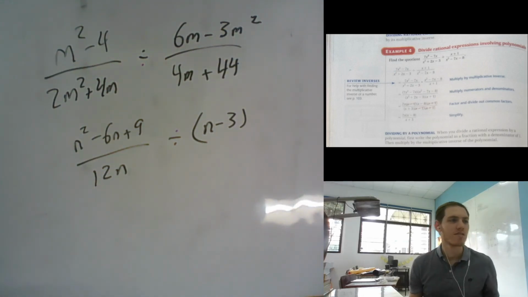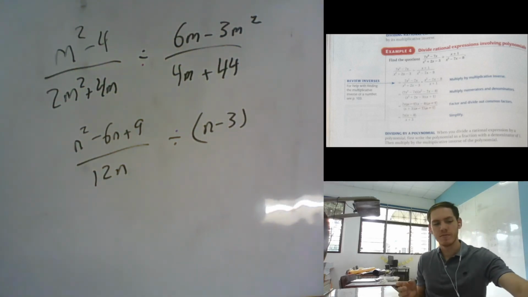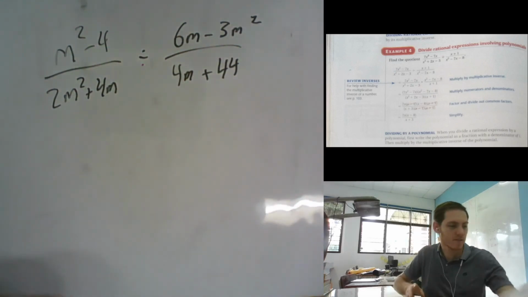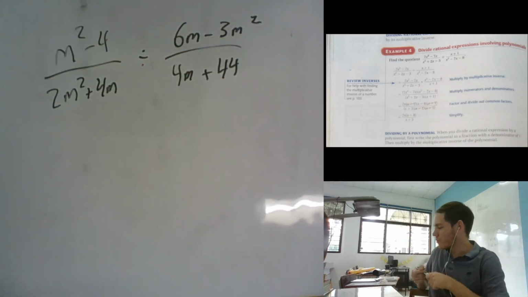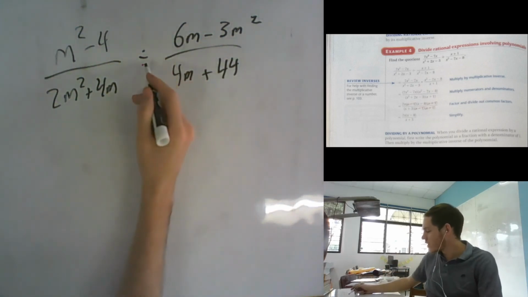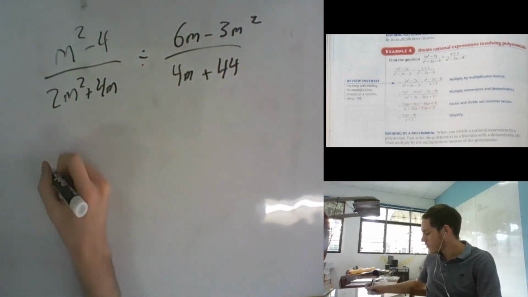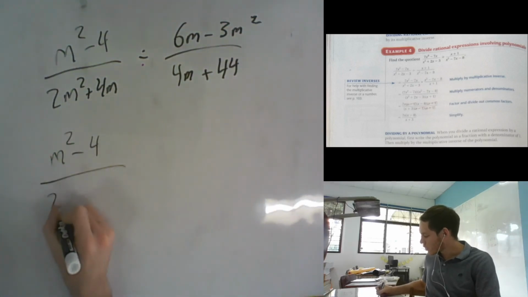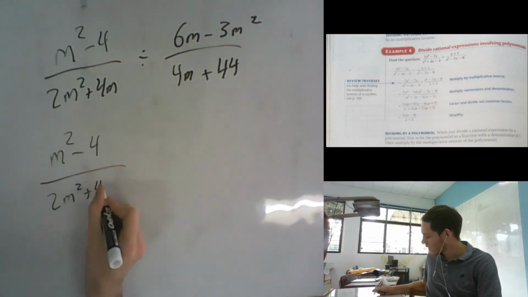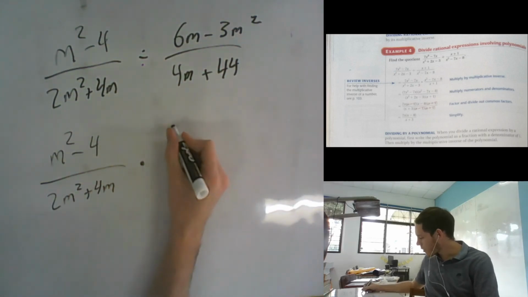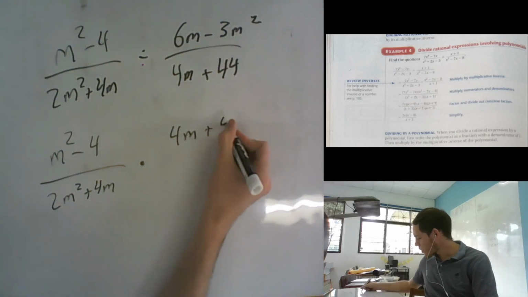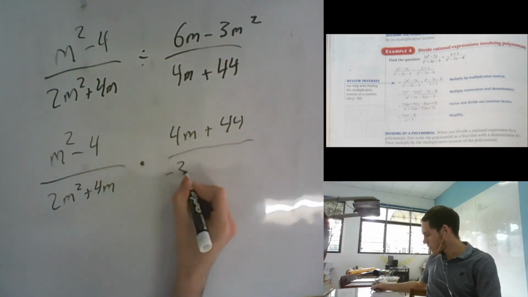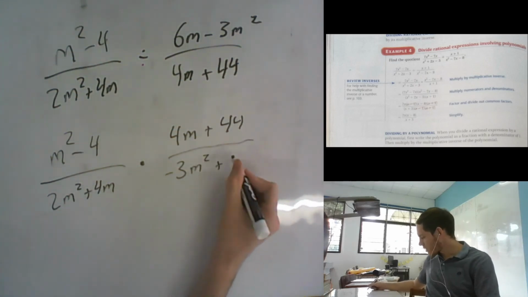Okay, let's work through them. So, first one, we have m squared minus 4. We can simplify that. Actually, first we divide, so we need to flip to make it into multiplication. So, m squared minus 4 over 2m squared plus 4m. And then this is multiplied by 4m plus 44. Of course, this can be rearranged, so I will. So negative 3m squared plus 6m.